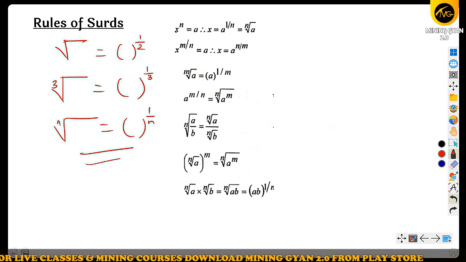Now in this section, x power n is equal to a. So x is equal to a power 1 divided by n, or we can say the nth root of a. Similarly, x power m divided by n is equal to a. So x is equal to a power n divided by m. Just invert the fractional power. So m divided by n, in that case x is equal to a power n divided by m. Okay.